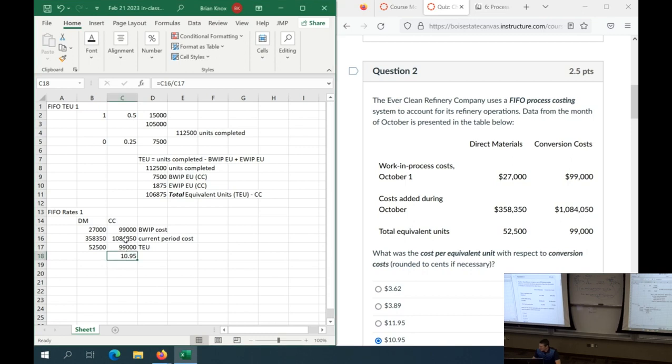And we need a cost per equivalent unit. And in FIFO, we're only going to be distributing current period costs between units completed and ending WIP. So that's all we're including in the numerator. And I've already given you TEU. And I was nice this time.